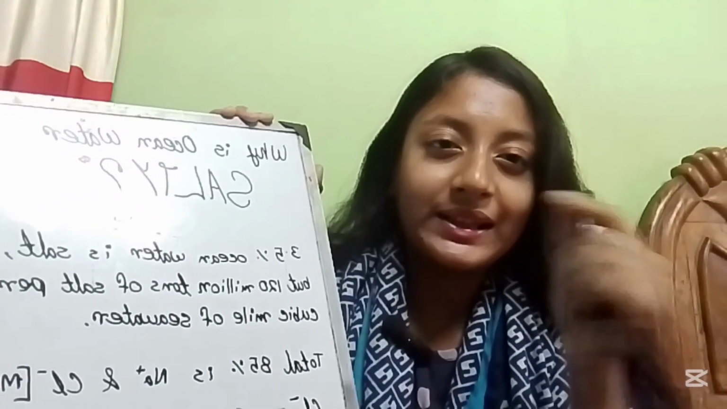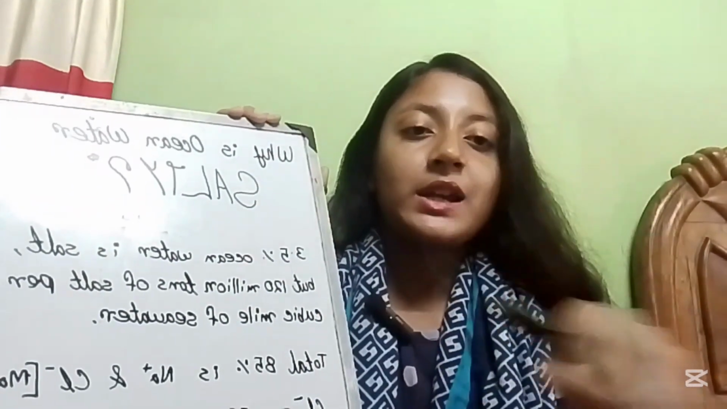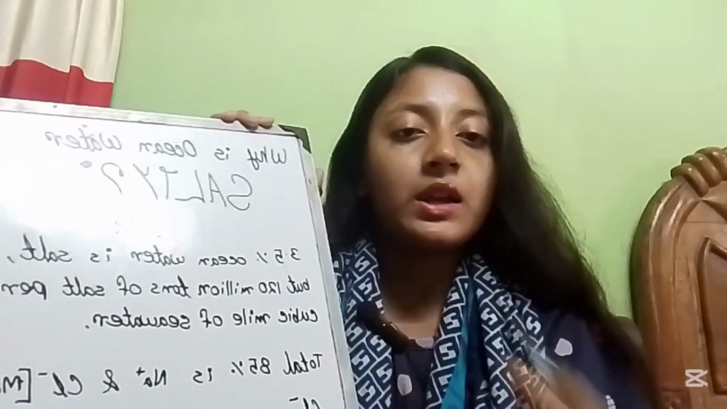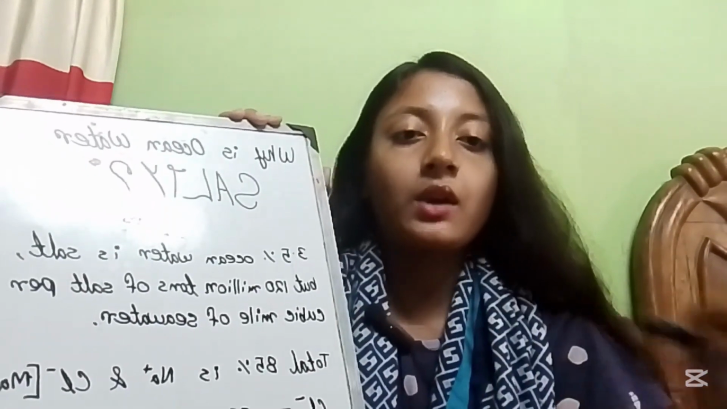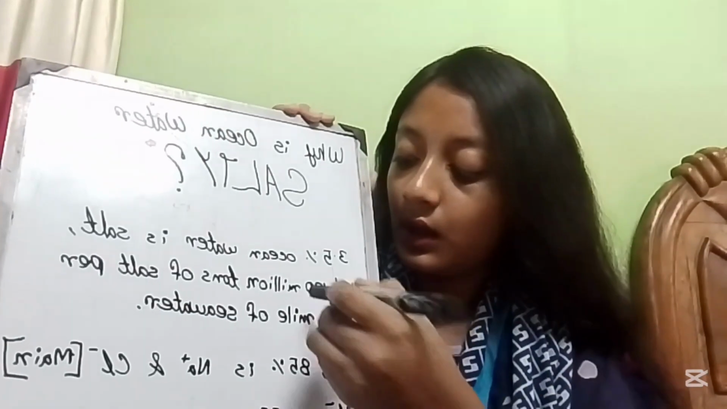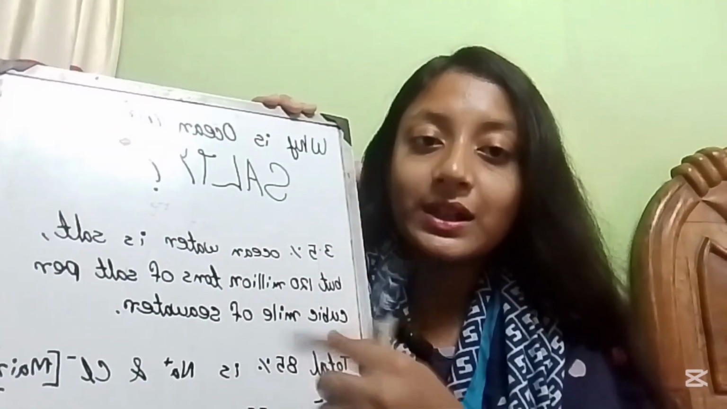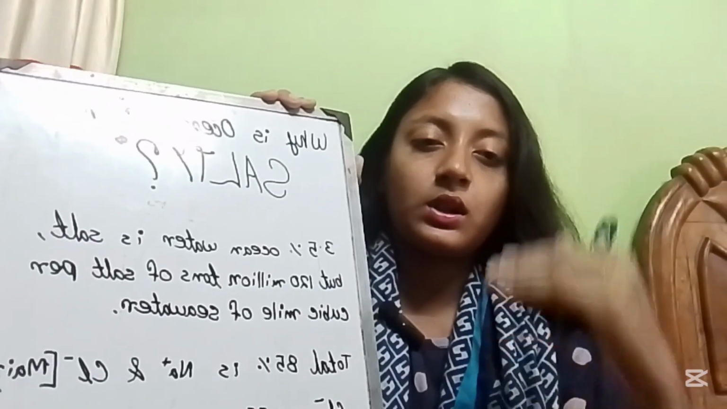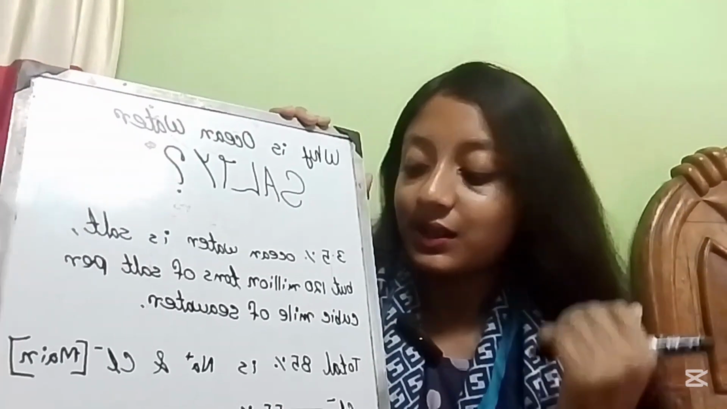That's why, while this 3.5% water mixes with the other seawater, at other levels and of other sizes, it makes all the ocean salty. Because this 120 million is not a small number, it's huge. I hope you can understand.